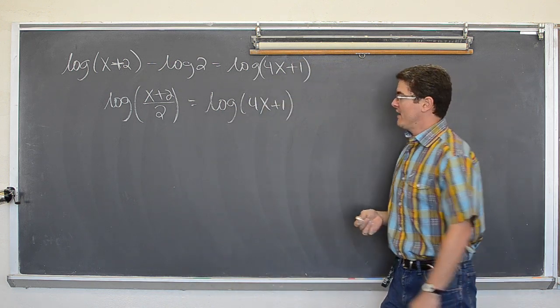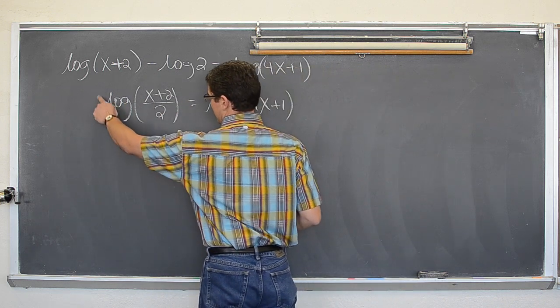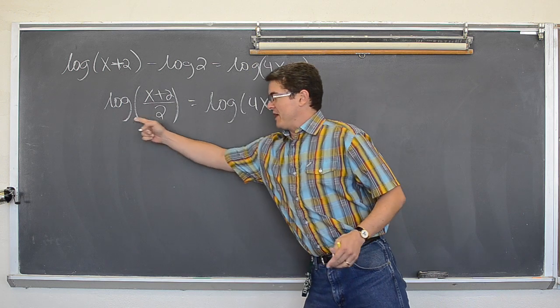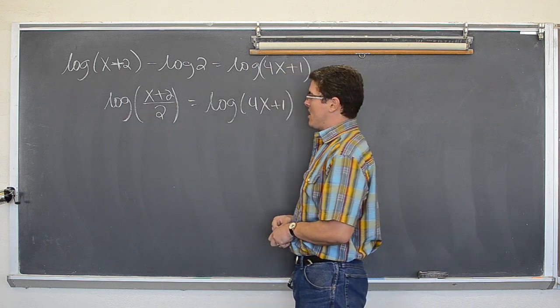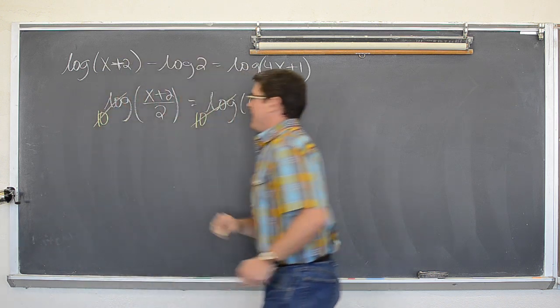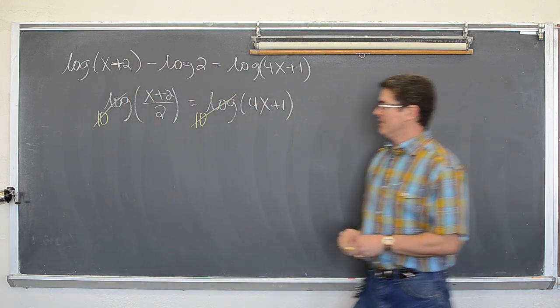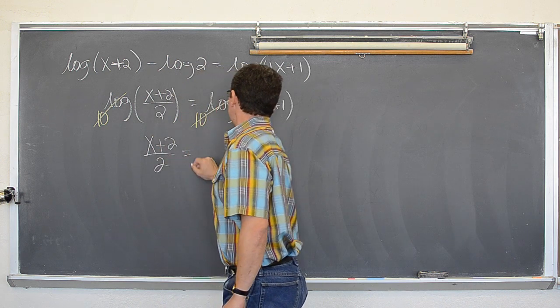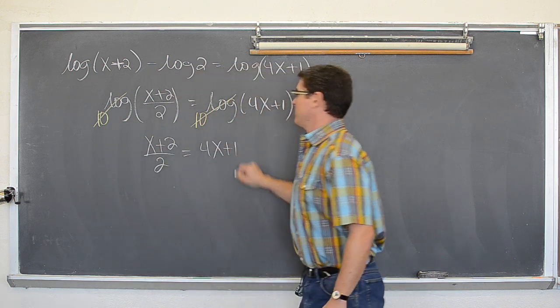And again, we have now one log function on each side. The leading coefficients are 1. Nothing else going on. They both have a base of 10 because they're common logs. So we're going to make both sides of the equation exponents of 10. And we get x plus 2 over 2 equals 4x plus 1.